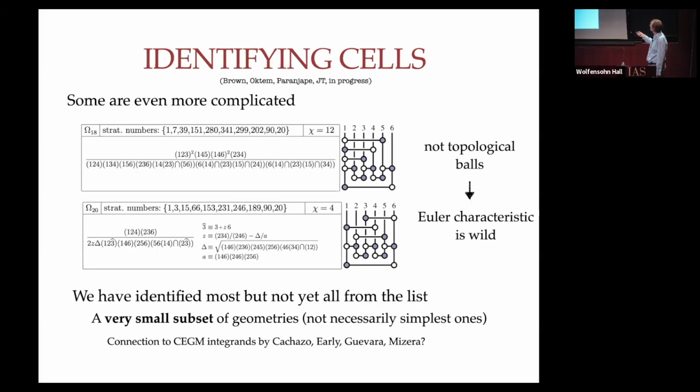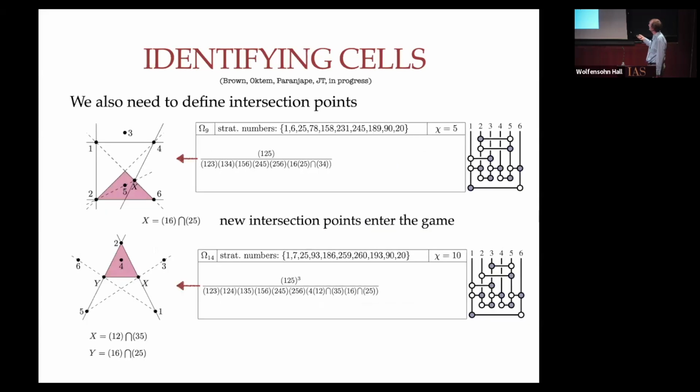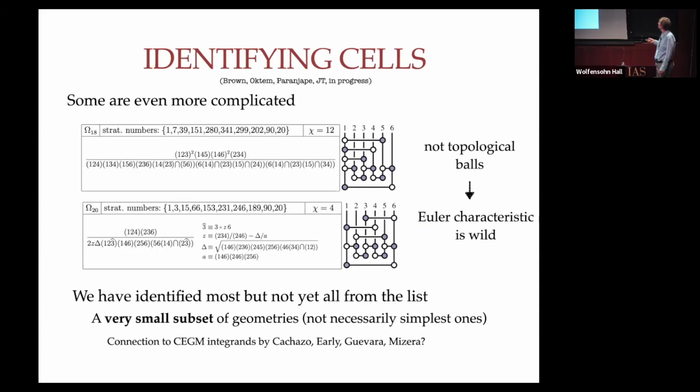Now note that here this chi denotes Euler characteristics. So these guys are not topologically poles, unlike the positive Grassmannian. The Euler characteristic is pretty wild here if you look at these different examples. So that's not the thing which is preserved.